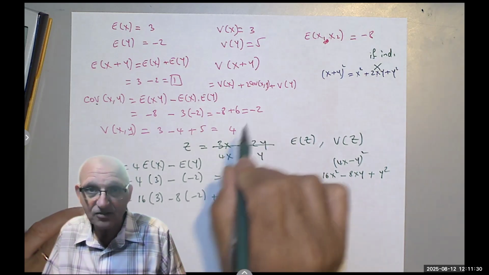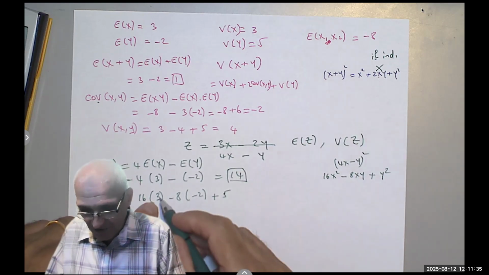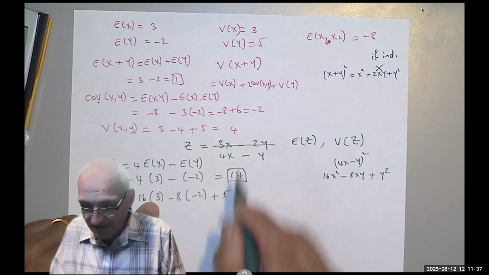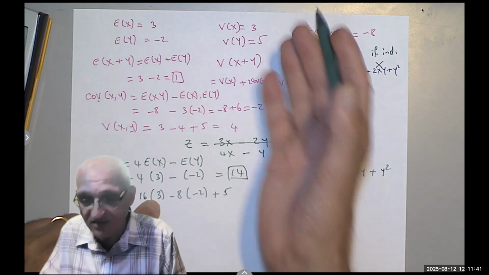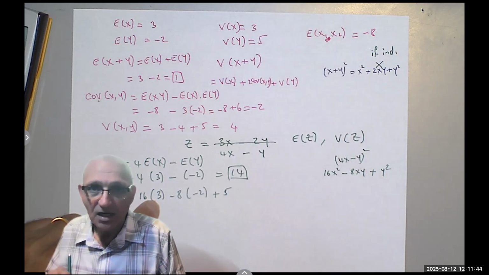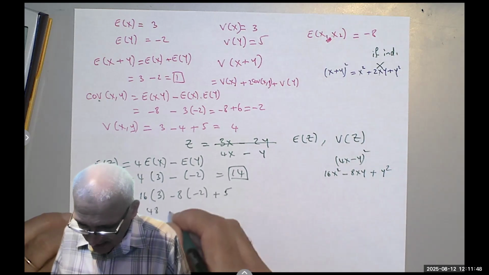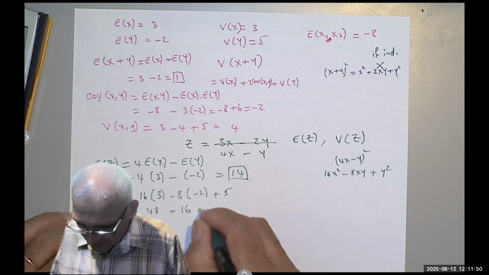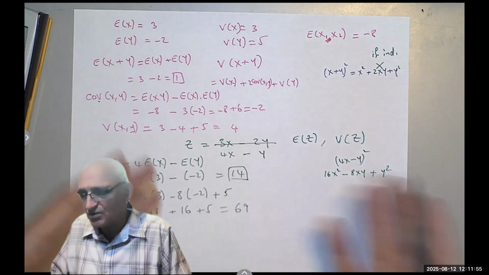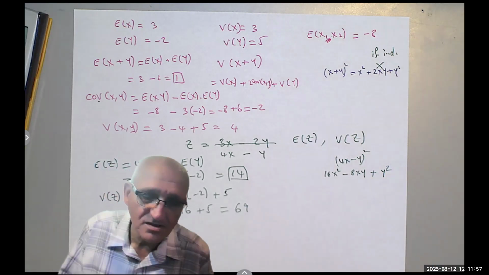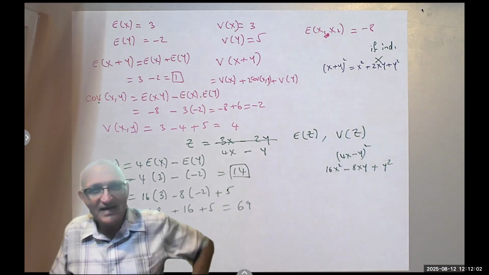Notice this is the variance, not the standard deviation, so don't square it. I've seen students doing that. They square the 3 and the 5. No, that's the variance, not the standard deviation. If I gave you the standard deviation, you would, of course, square it. So you get 48 plus 16, that's 64, plus 5 is 69. If they ask you for the standard deviation, you take the square root of 69 and you get 8 point something.